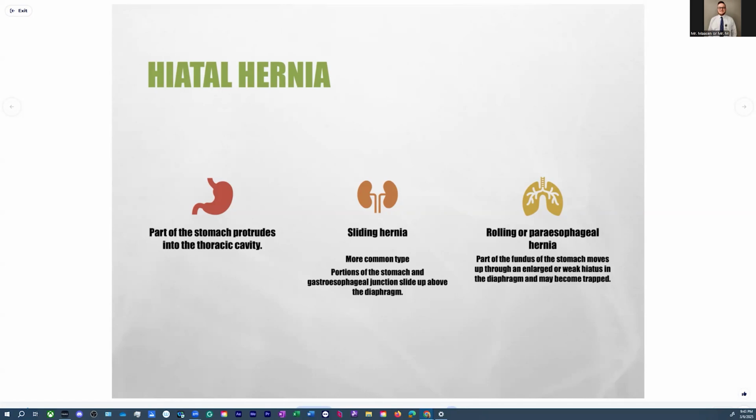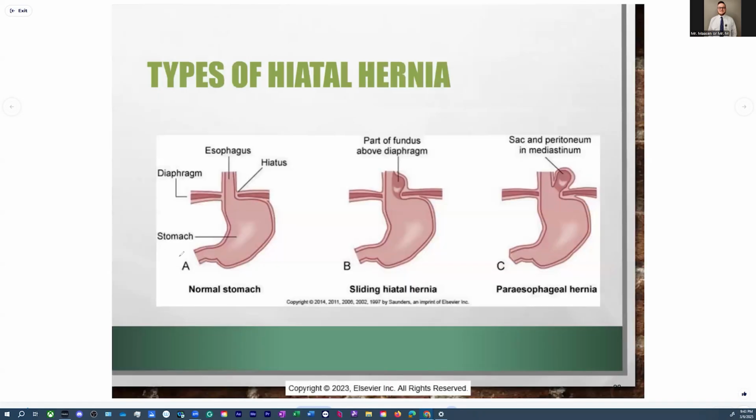So what a hiatal hernia is, is part of the stomach has now protruded up and through the diaphragm into the thoracic cavity. There's several variations of hiatal hernias. There's a sliding hernia, which is more common. Portions of the stomach slide up through the diaphragm. There's also rolling, where part of the more lateral section of the stomach called the fundus moves up through a weakened hiatus in the diaphragm and then gets trapped and stuck there. Sometimes the sliding one will go in and out with breathing, especially with changes in pressure in the thoracic cavity.